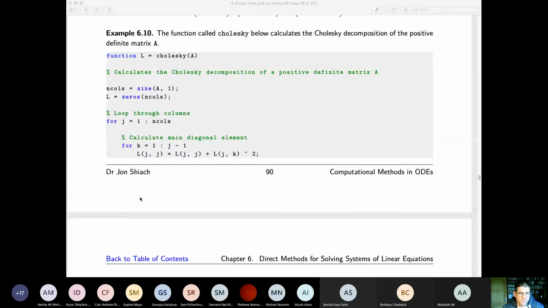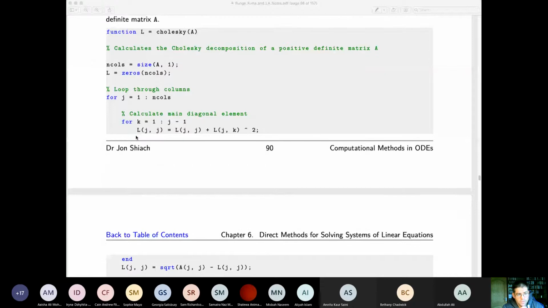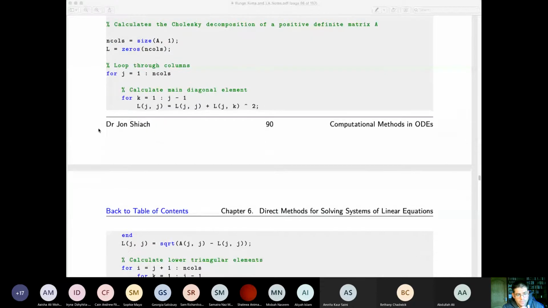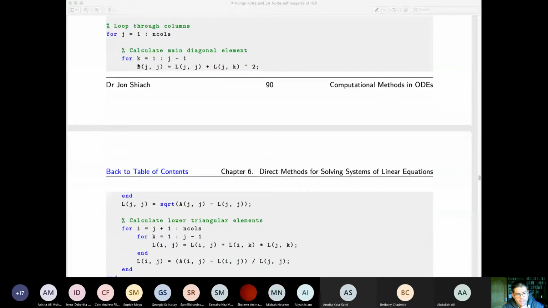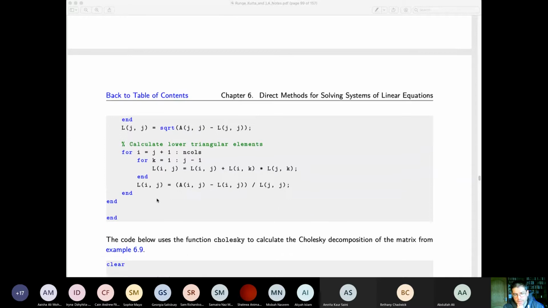Here's a code. I'm not going to spend too much time talking about this. It's just sort of some standard code. So loop through the columns, calculate the main diagonal element. Okay, so this for loop here calculates our sum, and then we subtract the sum away from AJJ and then find the square root, and that's the lower triangular ones as well. So I'm not going to focus too much on that.